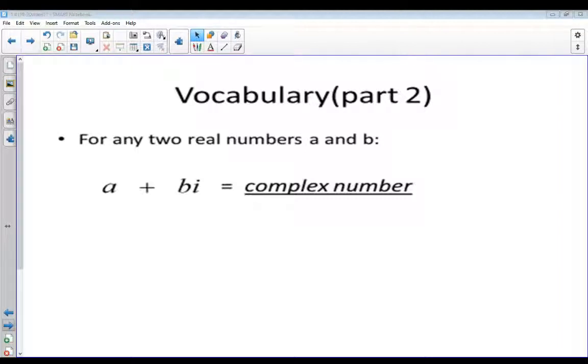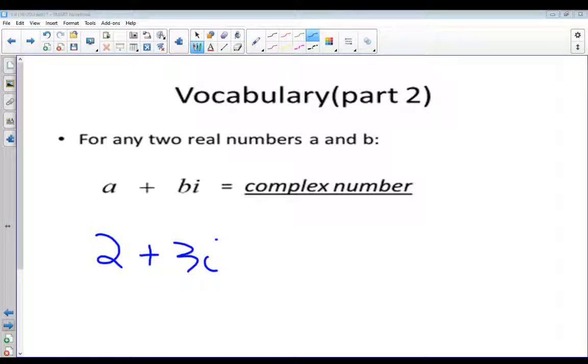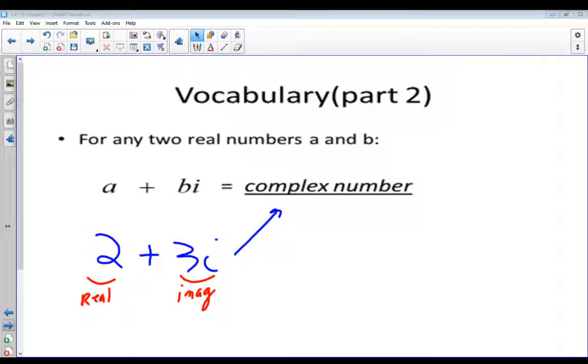So now, part 2. Let's say I have two parts. I have a real part and I have an imaginary part. If I were to add them together, this would be called a complex number. And since we can't add real numbers and imaginary numbers together, we have to keep them as separate parts. This is going to be crucial to know when we start adding, subtracting, multiplying, and dividing imaginary numbers.